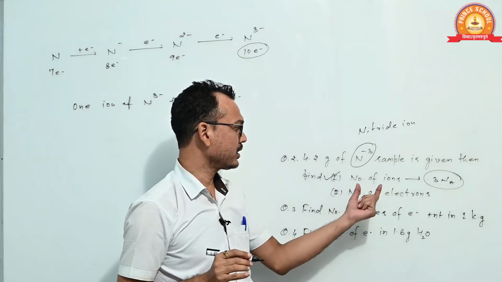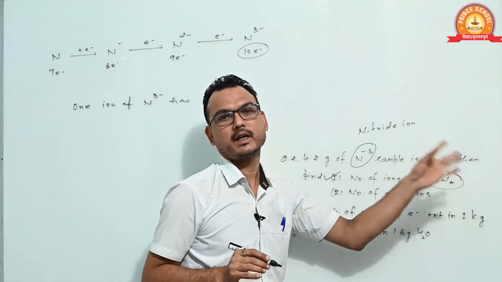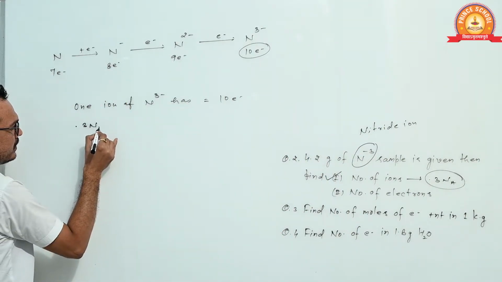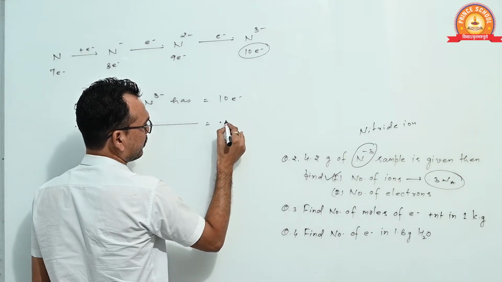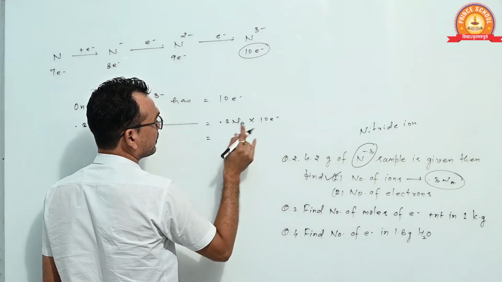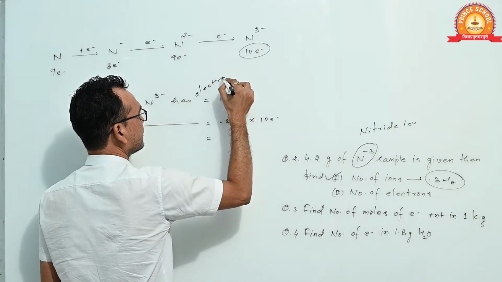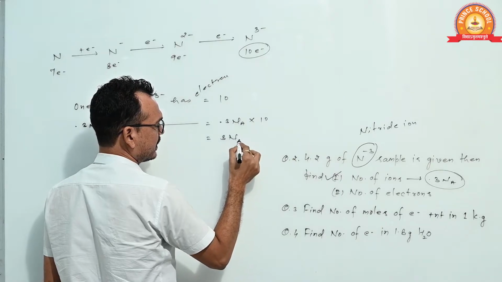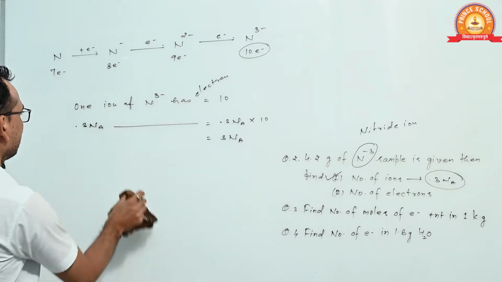Then what is the total number of ions in our question? It is 0.3 Na ions. Clear? So we can say 0.3 Na ions of nitride have 0.3 Na multiplied with 10 electrons, so the number of electrons is equal to 0.3 multiplied by 10, which gives 3 Na. Clear? That is our another question.